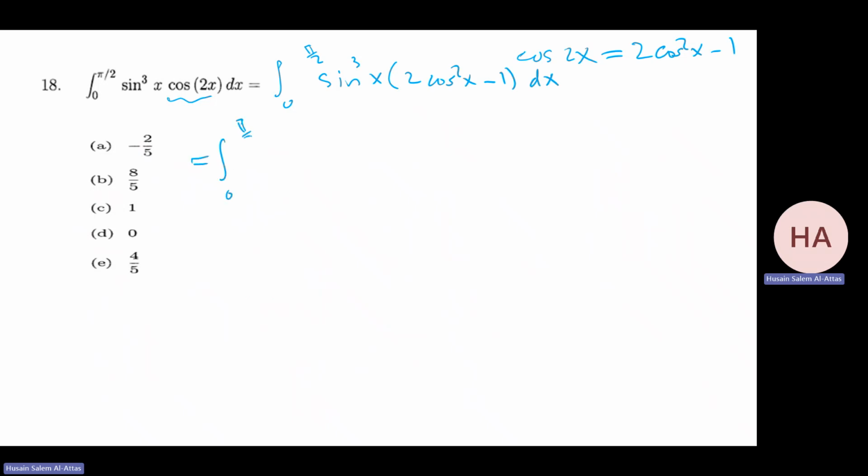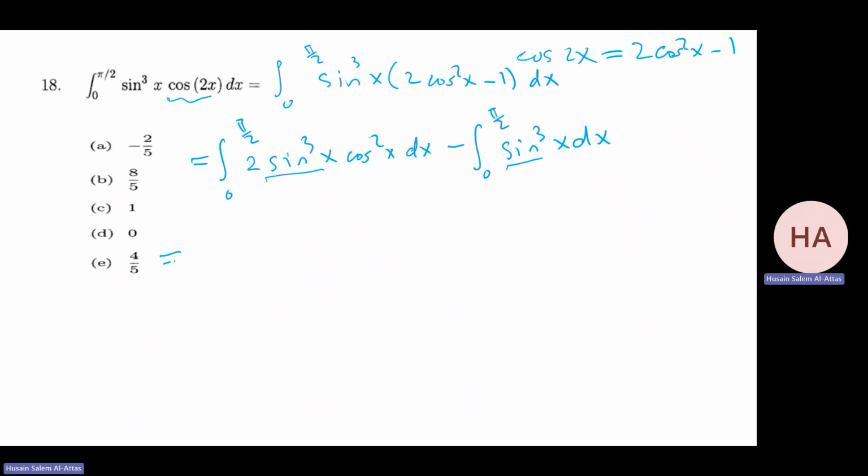0 to pi over 2. You have 2 sine cubed x cosine squared x dx. This is 1 minus the integral from 0 to pi over 2 of sine cubed x dx. Yeah, I will do the same thing. Now we'll take one sine out and then write things in terms of cosine. Then I will integrate. And the same thing here.